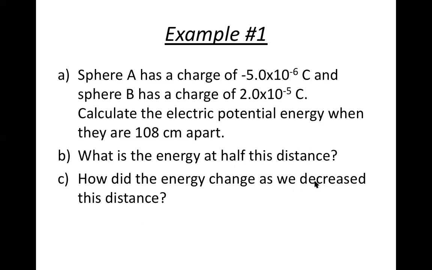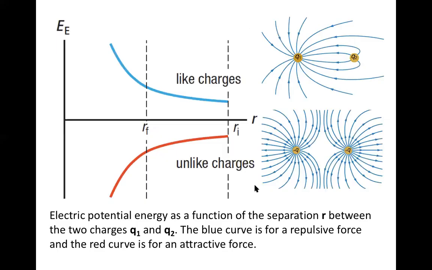And how did the energy change as we decreased this distance? So as you halve the distance, you double the energy. Okay, so we've got a graph. Let's take a look at our axes. So it's EE, electrical potential energy, at different distances for 2 point charges.